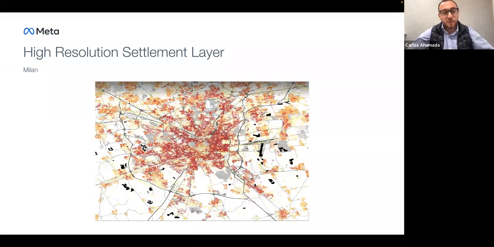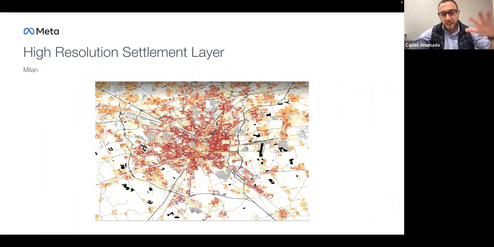Probably one of the most popular products that we have is the high resolution settlement layer. This is one of the world's most accurate population density maps available at the moment. It has an accuracy of 30 square meters, and it contains breakdowns by age and gender. It is based only on official census data coming from the countries, and it has population estimations up to 2020. These population estimations were made by Columbia University.